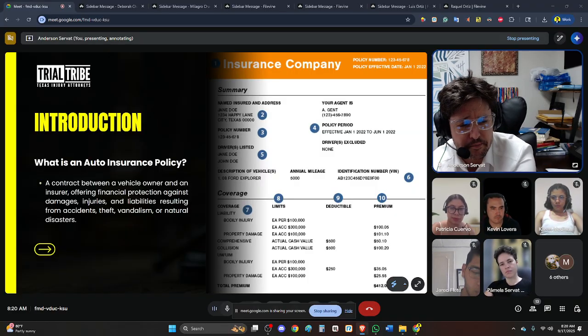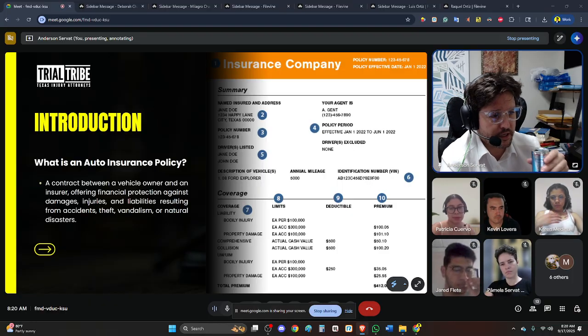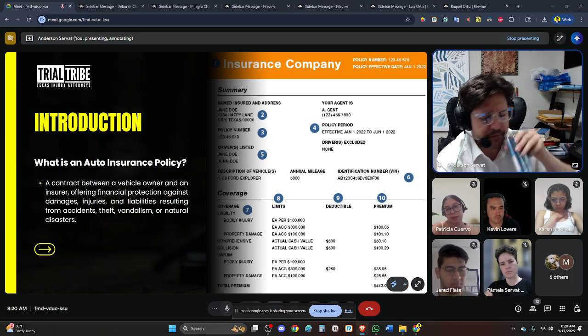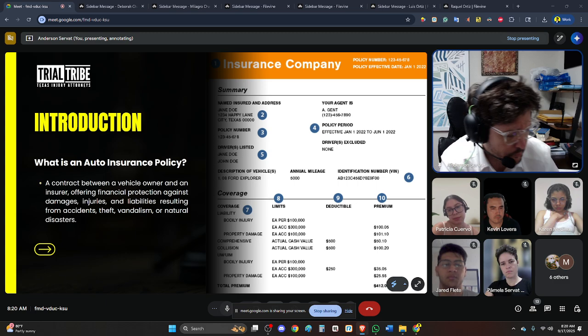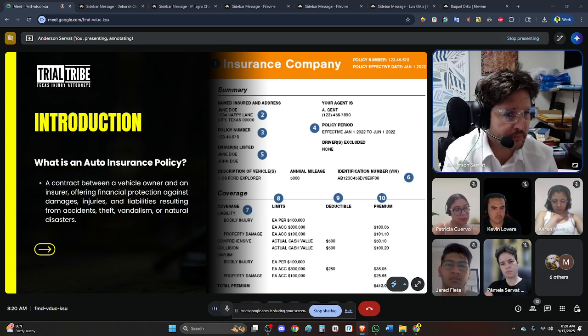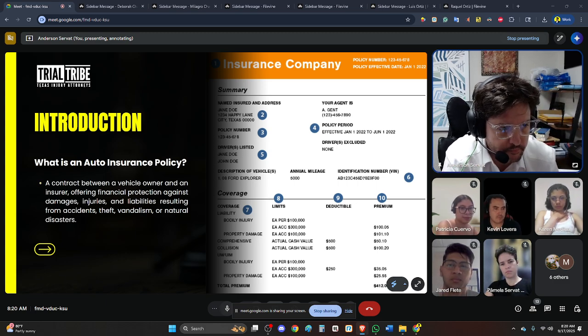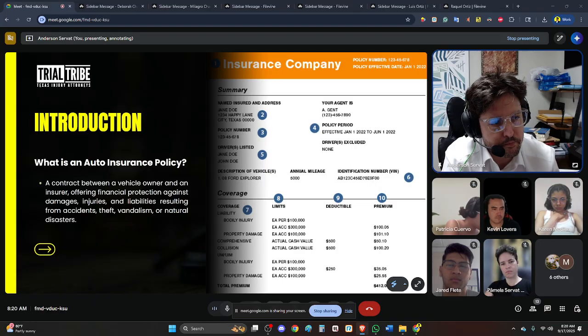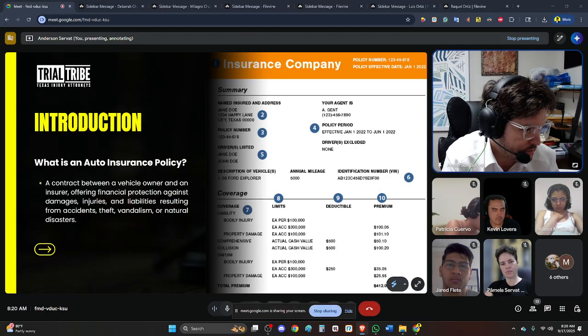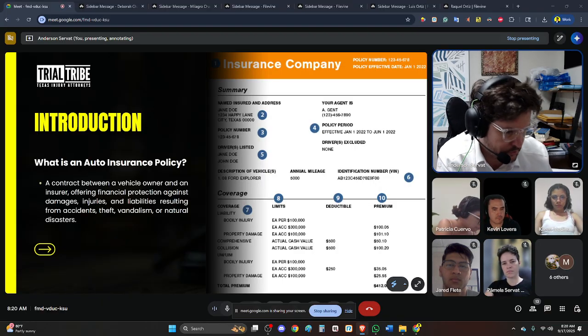The premium is the amount that they pay for the policy. It's like your lottery ticket. When you are buying an option, you are buying the right. So you have the right to be reimbursed if your car is destroyed. So basically the premium is what you're paying.